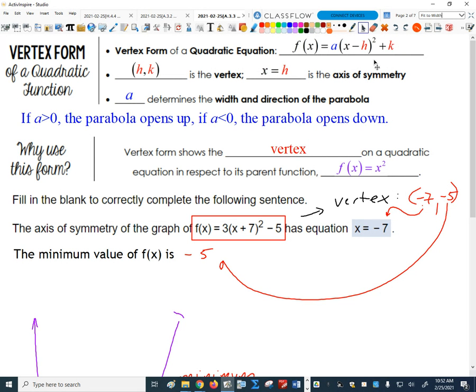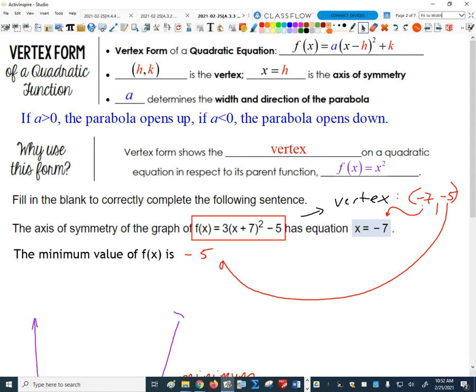This is really just the x squared parent function where we've added the values of a, h, and k. Remember, a is the vertical dilation factor, that's always what we're multiplying in front of the x squared function. H is what we're subtracting from x inside the x squared function, and that represents the x coordinate of the vertex. And k is the number that's being added outside of the x squared function, and that's the y coordinate of the vertex. And then we also know that the axis of symmetry of the function is just the vertical line x equals h.